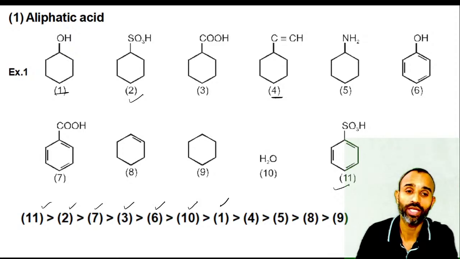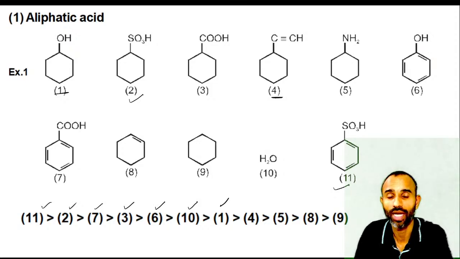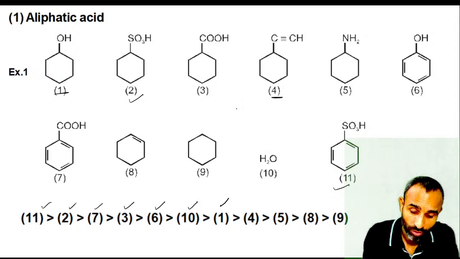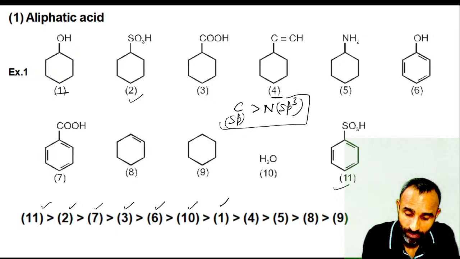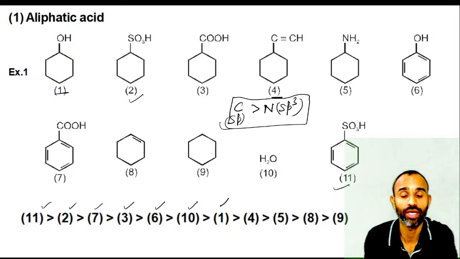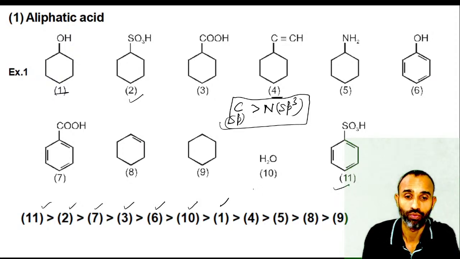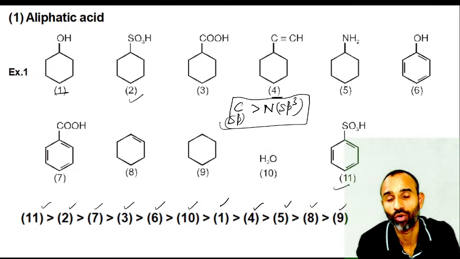Because along the period you will take into account electronegativity. Actually, sp hybridized carbon is more electronegative than sp3 hybridized nitrogen because of the electronegativity. That's why then it is 4, 5, 8, what is it? Sorry, alkene, and then it is alkane, cycloalkene and cycloalkane.